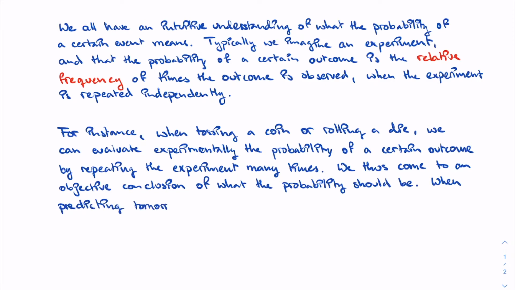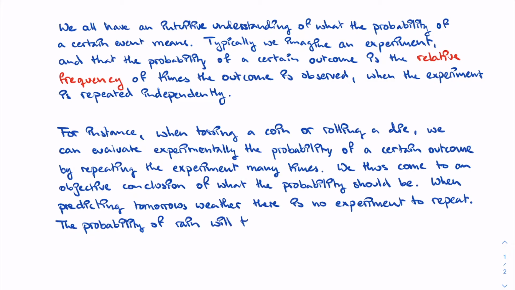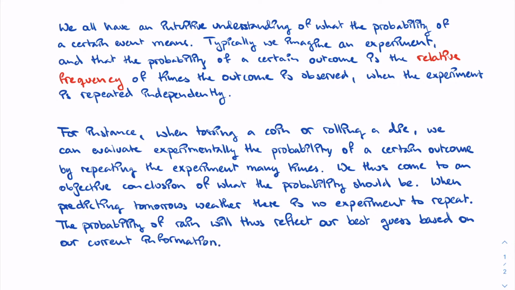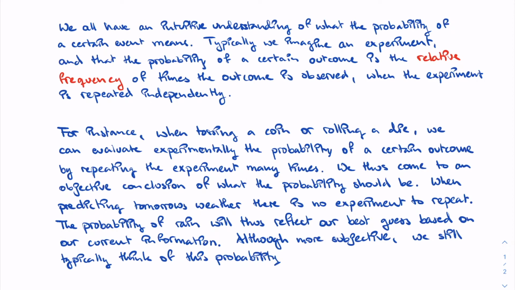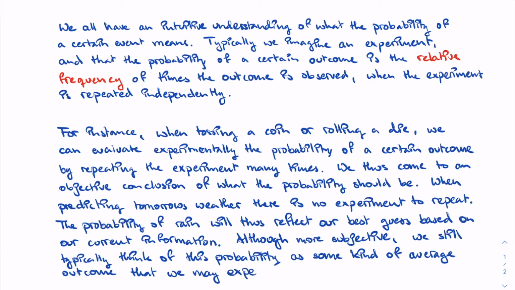When predicting tomorrow's weather, there is no experiment to repeat. The probability of rain will thus reflect our best guess based on current information. Although more subjective, we still typically think of this probability as some kind of average outcome that we may expect to see.